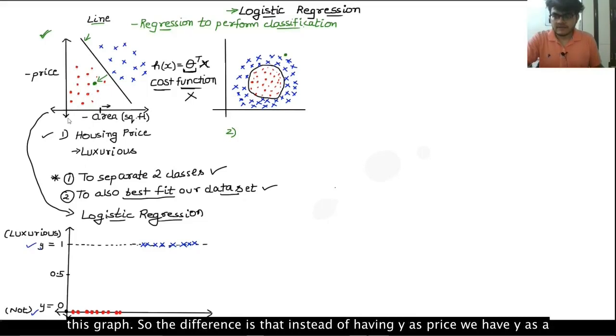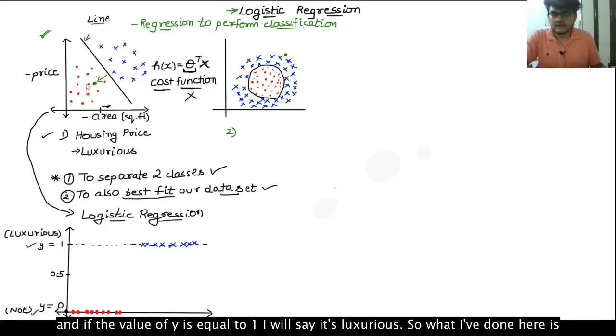So the difference is that instead of having y as price, we have y as a discrete outcome, because it's a classification model. We are going to use a discrete outcome. So if the value of y is 0, I will say that the house is not luxurious, and if the value of y is equal to 1, I will say it's luxurious.